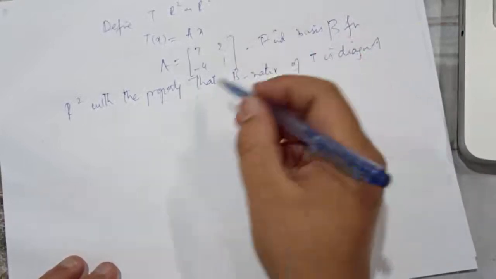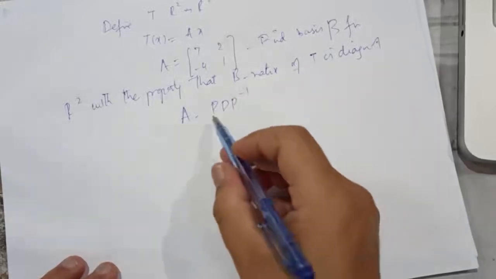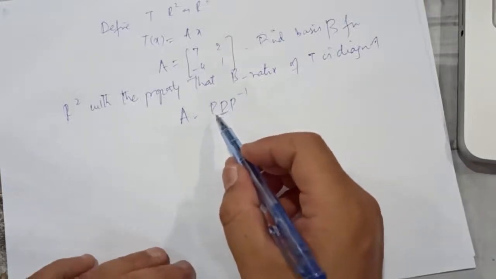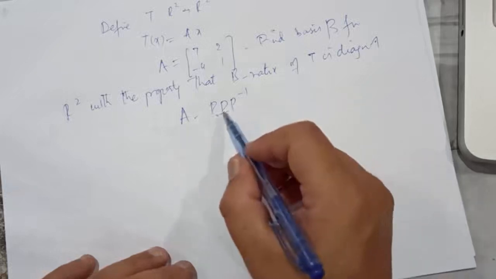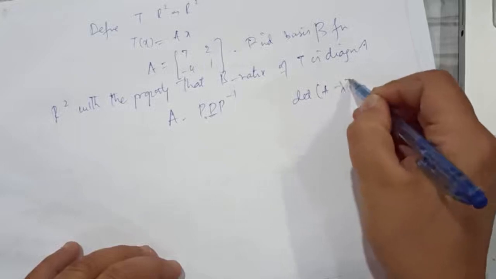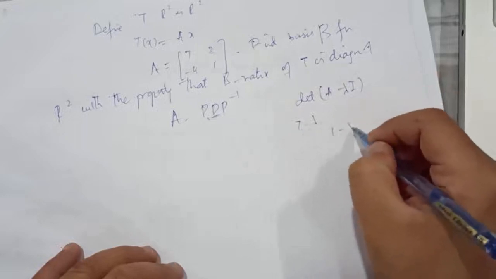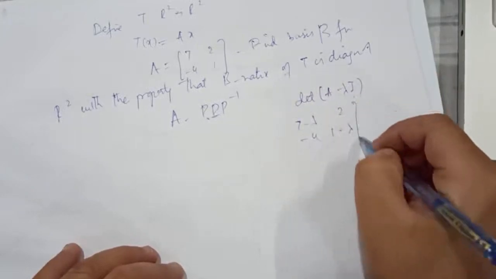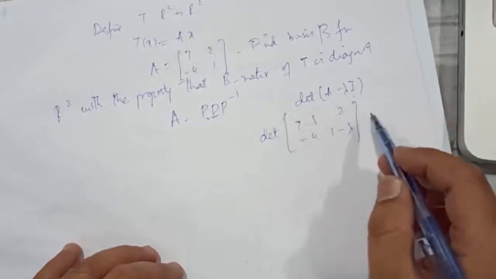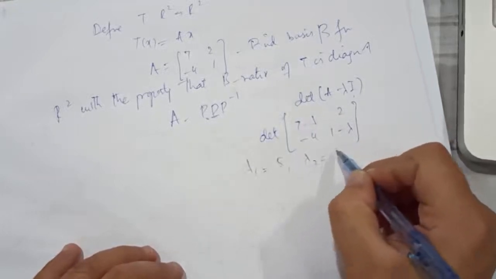So we know that what we've been asked for is A equals P D P inverse, right? D, we know, is nothing but the eigenvalues. The eigenvalues, as we have done previously, come from the determinant of A minus lambda I, and A minus lambda I becomes 7 minus lambda, 1 minus lambda, 2 and minus 4, right? When you take the determinant of this and simplify, the answer you get is lambda 1 equals 5 and lambda 2 equals 3, right?